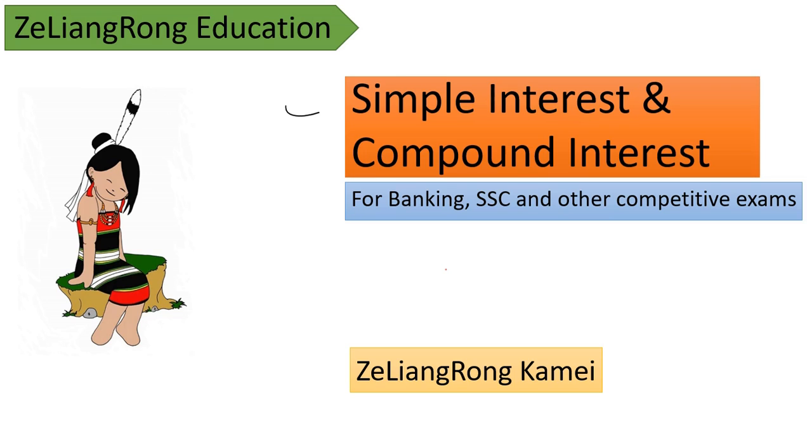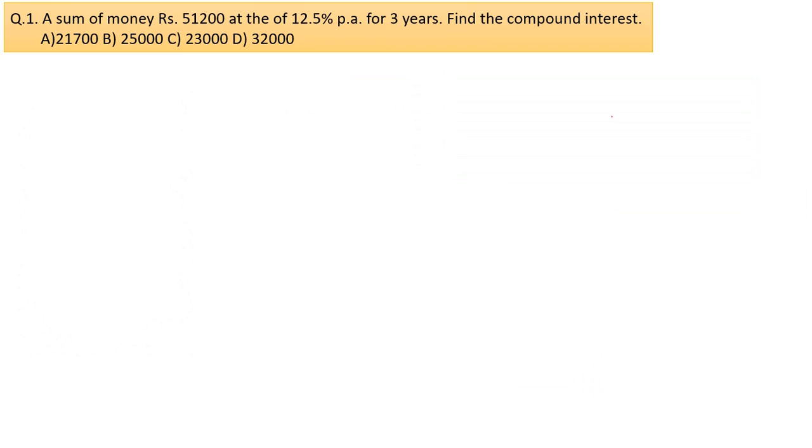Today we're going to discuss simple interest. In the first question we have a sum of money, 51200, at 12.5% per annum for 3 years. Find the compound interest. Here in this question I'll be doing two methods. One is the ratio method and the second method is the tree method.